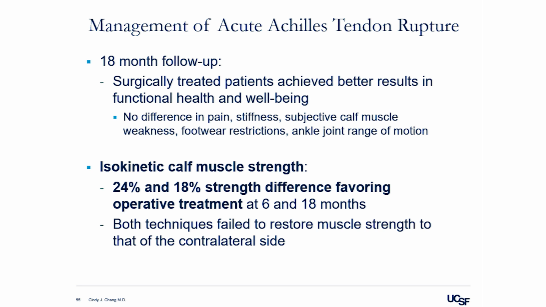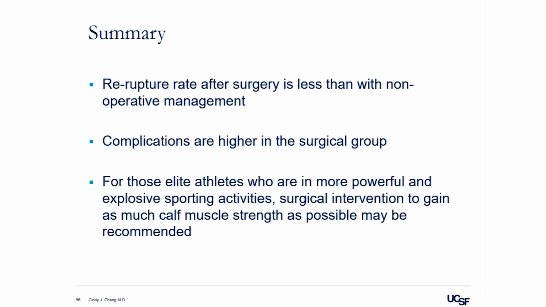Operative treatment had better strength at 6 months and 18 months. But both techniques failed to make the injured side equal to the uninjured side, okay? But if you compared surgery versus no surgery, there definitely was a strength difference. What's the summary of this data to me? Re-rupture rate after surgery is still less than with non-operative management. Complications are certainly higher in the surgical group.